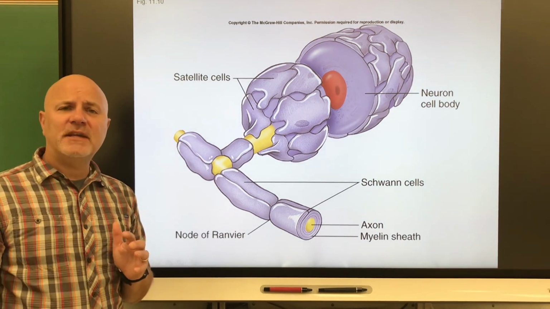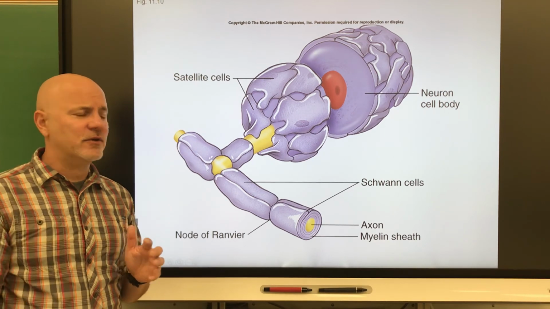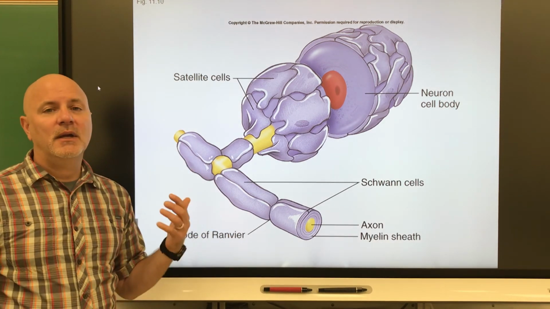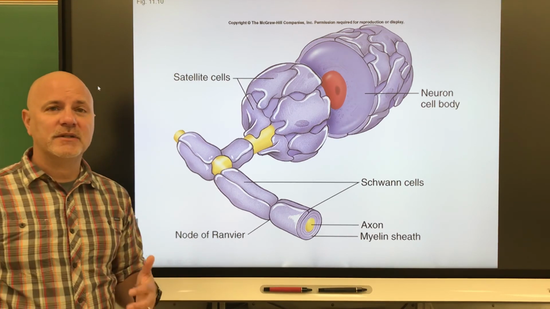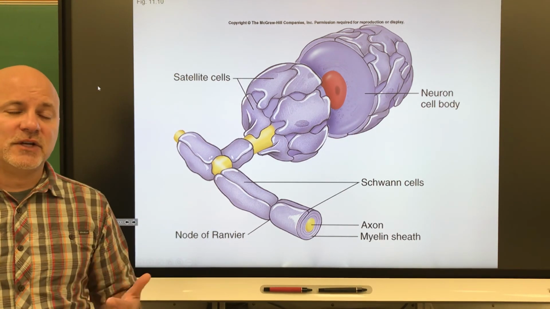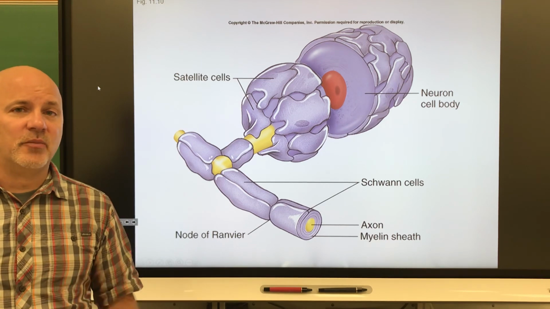Now, if you look at the definition for an oligodendrocyte and the definition for a Schwann cell, it's almost identical. And that's because they have the same roles. They just are doing it in different parts of the body. Oligodendrocytes are doing it in the central nervous system. Schwann cells are doing it in the peripheral nervous system.